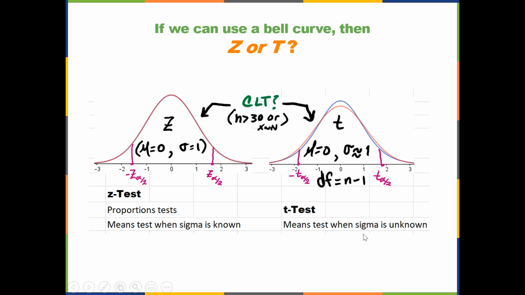And if you don't know the true population standard deviation sigma, or in other words, if you only know the sample standard deviation S, then use the t-test. That's the only time you have to use the t-distribution. Otherwise, you'll be using your z or your standard normal distribution, and that's for means when the sigma is known, or if you're doing an estimate of a population proportion, which is another lesson.